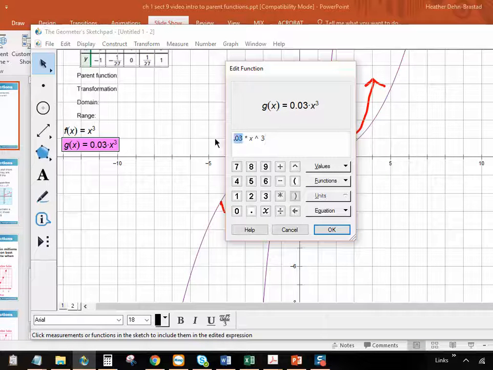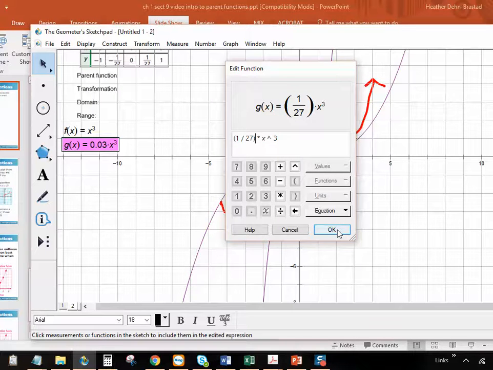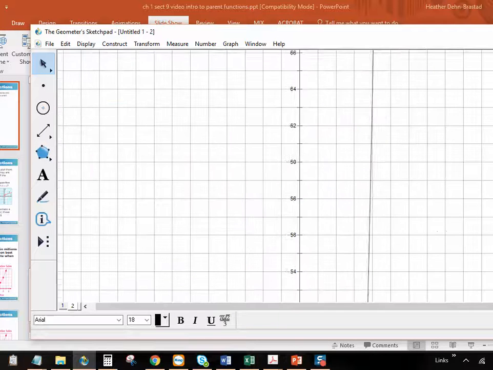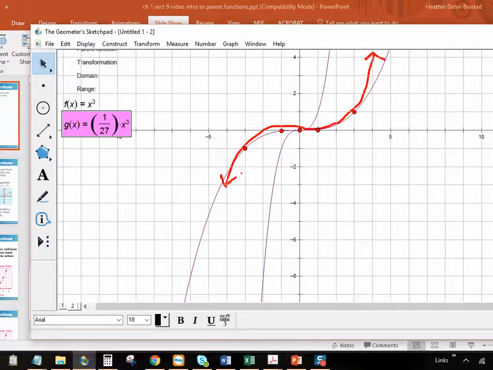I'm going to put 1 divided by 27 in parentheses, so that I'm multiplying my cubic parent function of x cubed by 1/27. Oh, look at that. That's what it was. So it's being multiplied by 1/27. So that's the transformation, a compression by a factor of 27, or 1/27. The domain is all real numbers. The range, all real numbers. It doesn't have a limit on it.